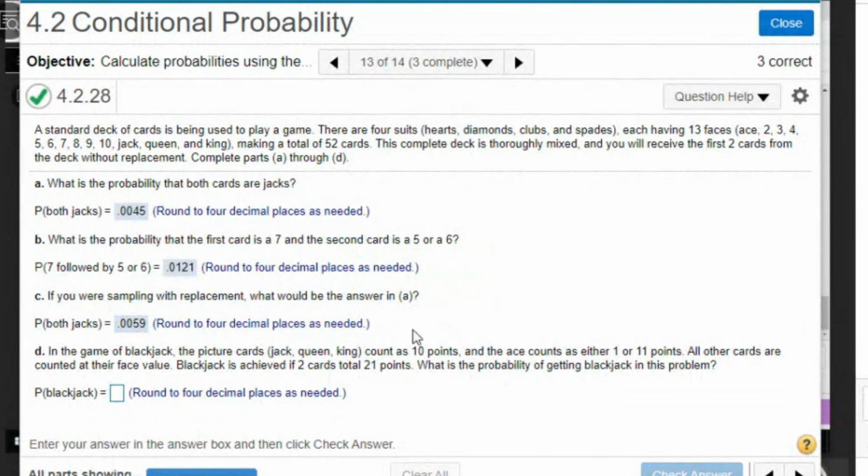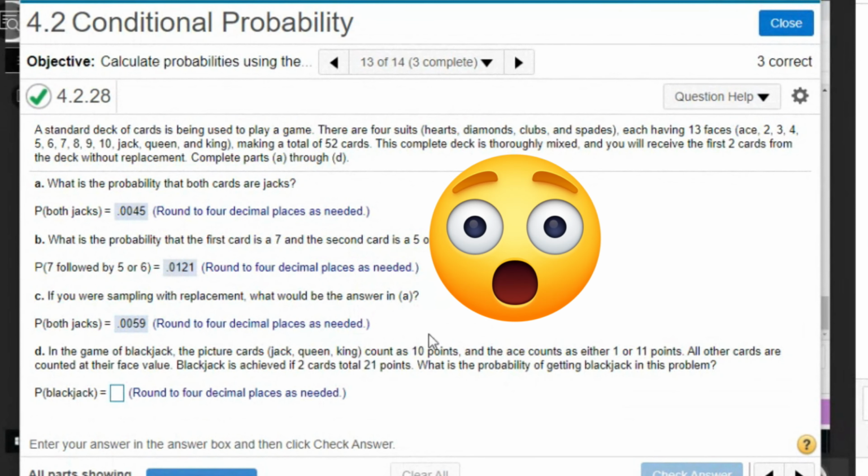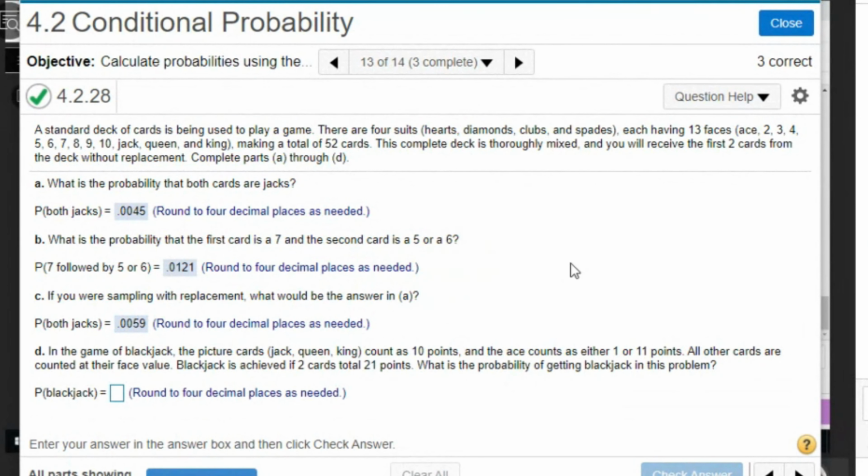Next, part D. Okay, this is a tough one. In the game of blackjack, the picture cards Jack, Queen, King count as 10 points, and the ace counts as either a 1 or 11. All the other cards are counted at their face value. Blackjack is achieved if 2 cards total 21 points. What is the probability of getting blackjack in this problem?